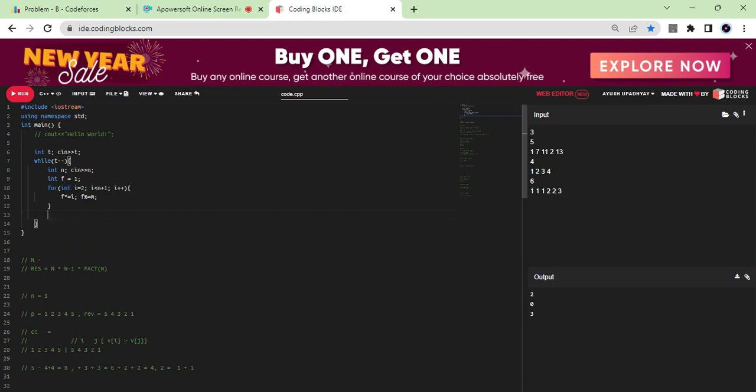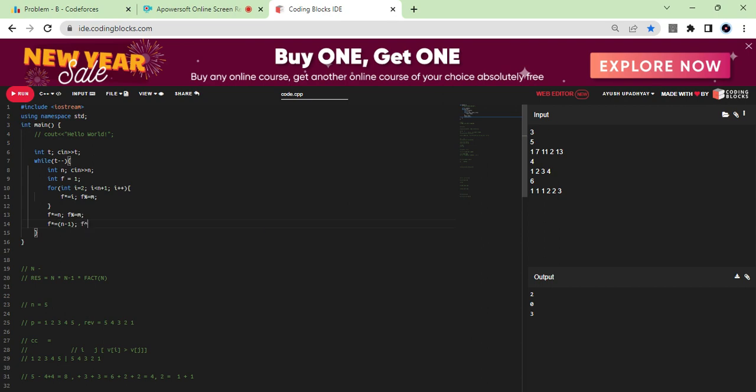And then you want to multiply it with n into n minus 1 also. Instead of multiplying it with n into n minus 1, that's also what you can do. f equal to f into n minus 1, let's say, f mod equal to mod, and you can just print out f. I think it should work.